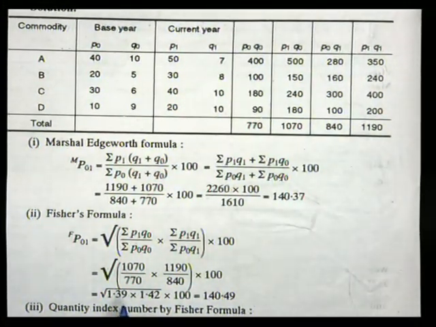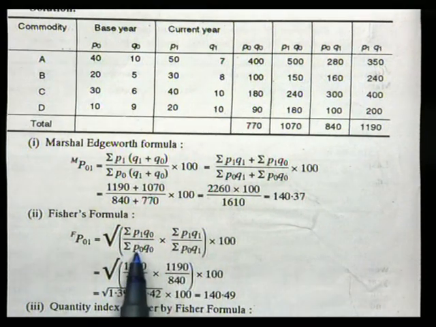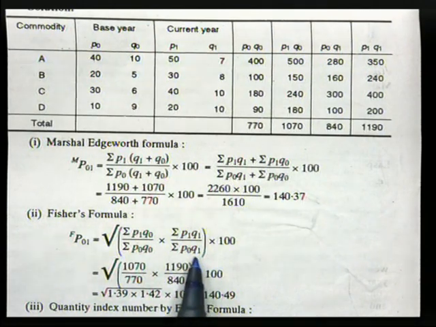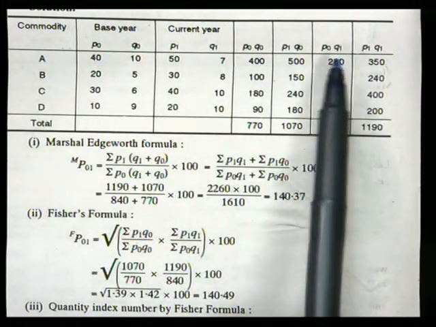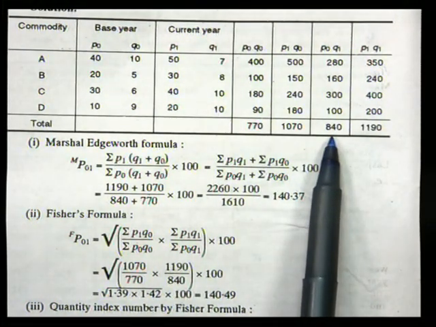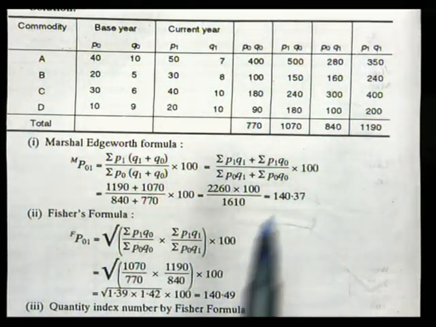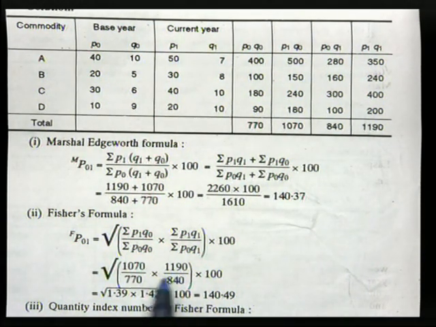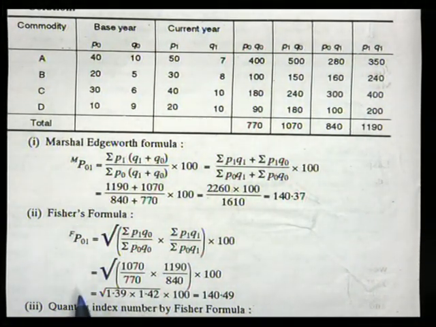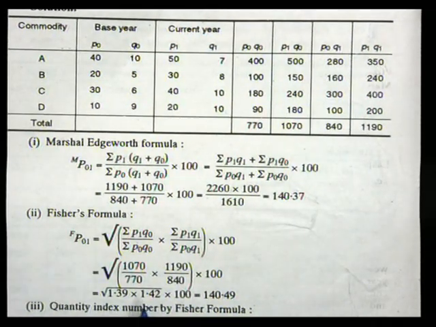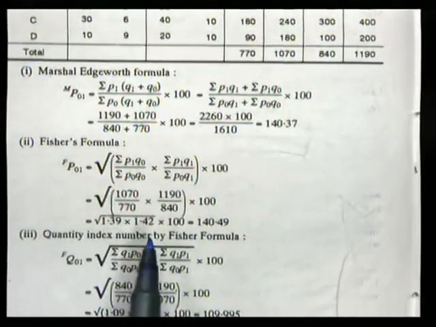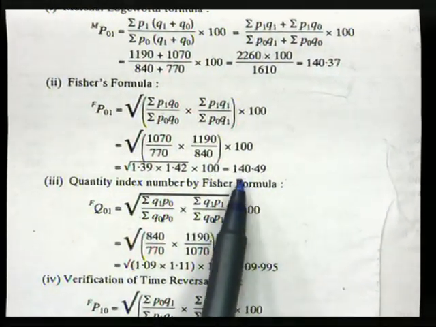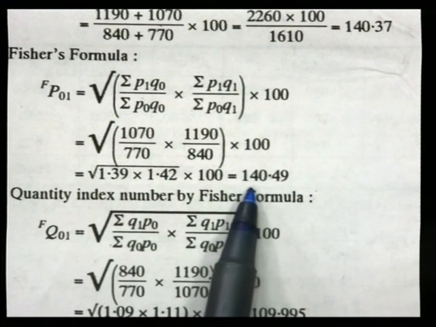In the same way for Fisher's formula, sigma P0 Q0 is 770, which is also available, and we require sigma P0 Q1, which is here 840. Clear the point? So the next thing is only to substitute all these four answers and find out the product, whatever it may be. The product is 1.39 into 1.42 and take the square root. Whatever the answer may be will be multiplied by 100. So it will give you the final answer of Fisher's formula to be 140.49.